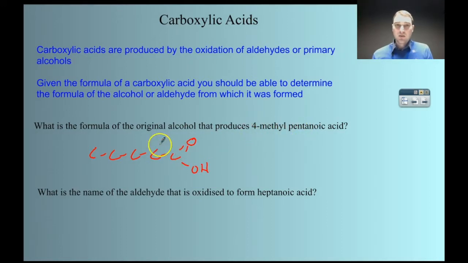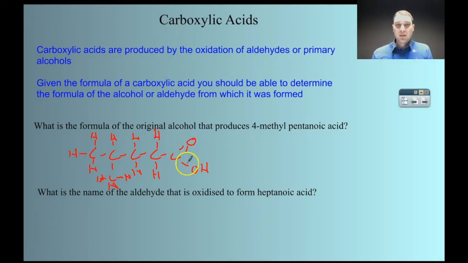And then on carbon 4 we've got a methyl group. So 1, 2, 3, 4. I'll put my methyl side chain there, and fill in my H's. I'm sorry that the H's aren't particularly nice. So now we need to figure out the formula of the original alcohol.